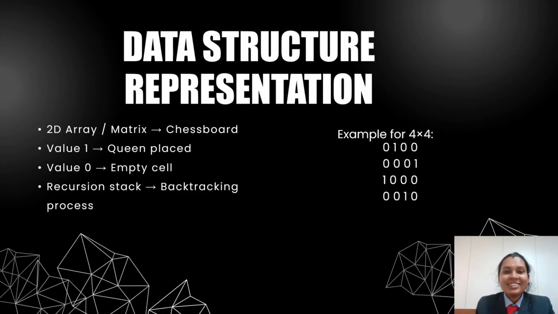Now the data structure representation. The chessboard is represented using a 2D array or matrix. The value 1 represents a queen and the value 0 represents an empty cell. Recursive function calls manage the backtracking process using the call stack.